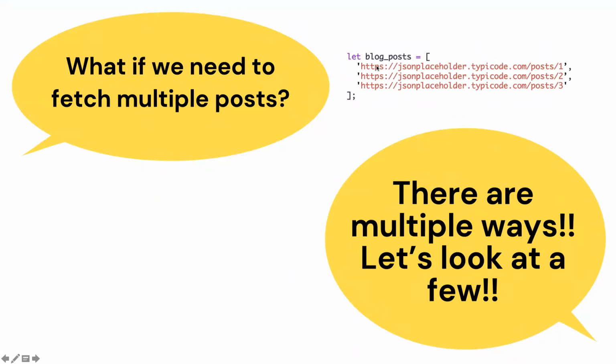So suppose we have multiple blog posts. We have post 1, post 2, post 3. Again, this is a very common use case. We have multiple users, multiple posts, and we want to fetch all the posts. So there are around 5 ways of doing that using promises.